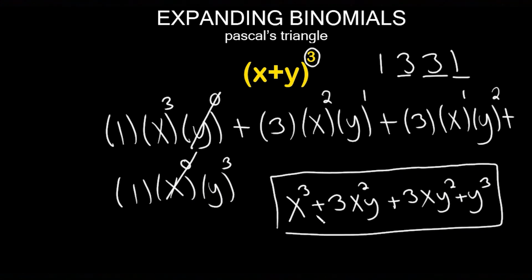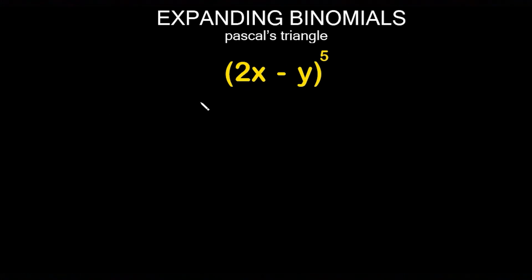Okay? All right, why don't we go ahead and try another example? So here's our next example. A little more challenging because now you have a 2x, not just an x, and then minus y. Now we do have a negative here. We have to take that into account when we expand it out. So how are we going to do it?